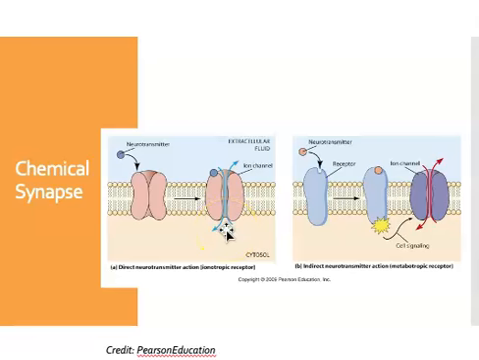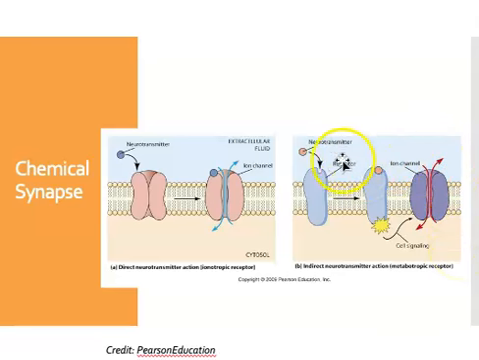Now, this could be a sodium channel, this could be a potassium channel. We're going to see ion movement through this channel, whatever it happens to be. This is the direct acting or ionotropic receptor type. Over here we have the metabotropic receptor type.